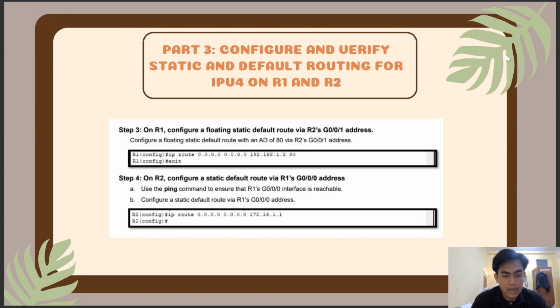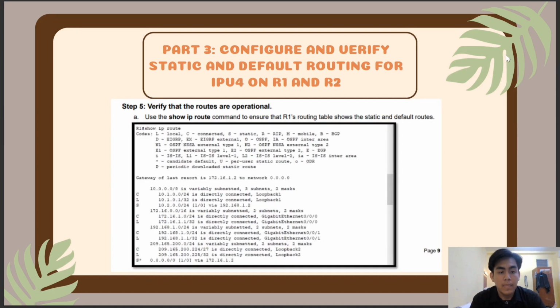Begitu juga dekat router 2. So laluan dia lah. Kalau router 1 dia pergi kat G0/2, pergi kat R2. R2 dia nak pergi ke R1, dia lalu G0/0. Okay. So macam mana kita nak verify dia punya ni, kita kena tulis show IP route dekat router 1.